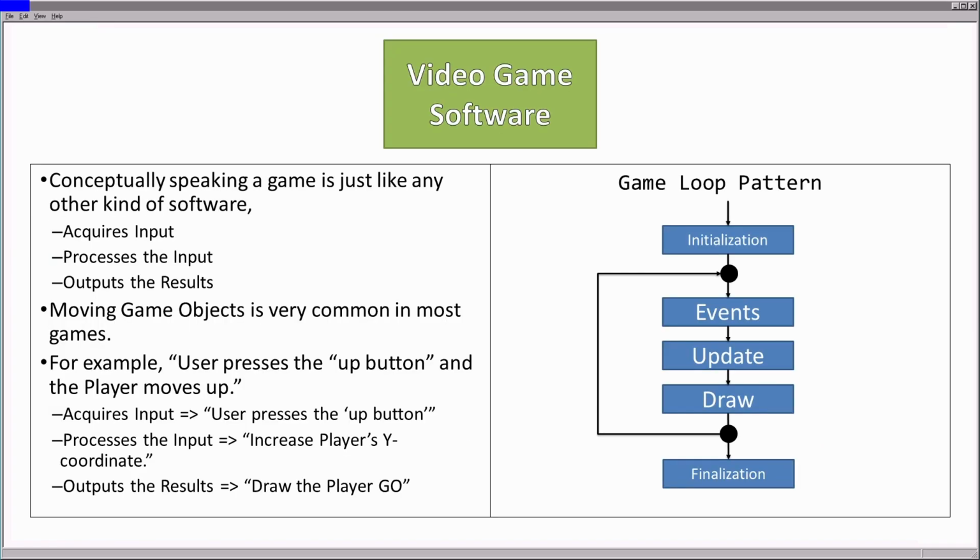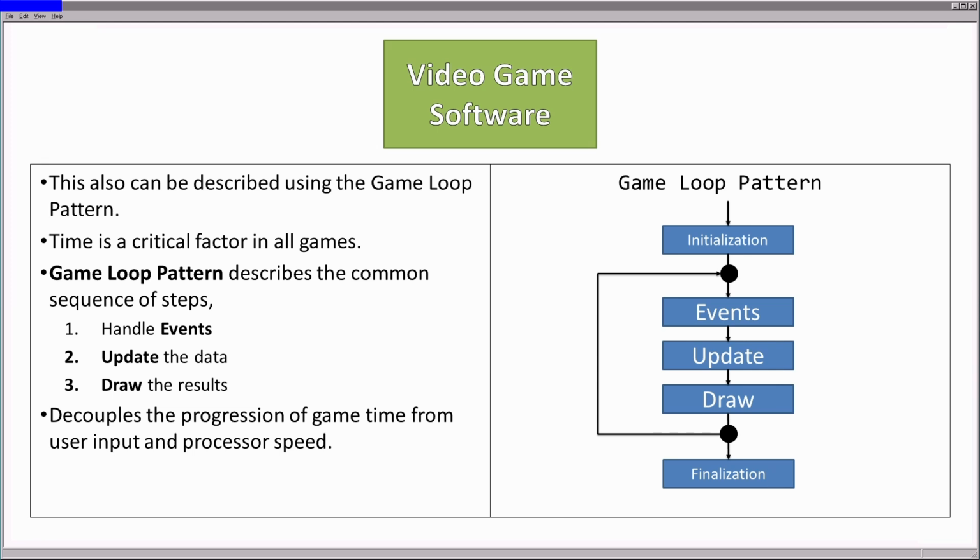Conceptually speaking, a game is just like any other kind of software. It acquires input, processes the input, and outputs a result. Moving game objects is very common in most games. For example, user presses the up button and the player moves. Breaking this down, acquiring the input is user presses the up button. Processing the input is increase the player's Y coordinate. And the output is draw the player's game object moving up.